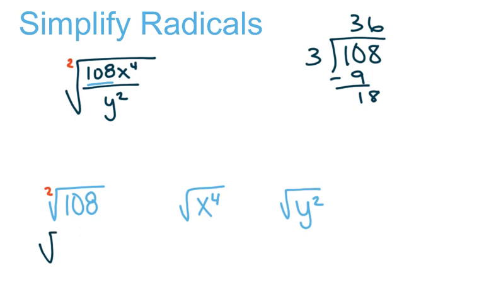So I can break this up into the square root of 36 times 3, which is really the square root of 36 times the square root of 3, using my exponent properties again. So I get 6 root 3 there.